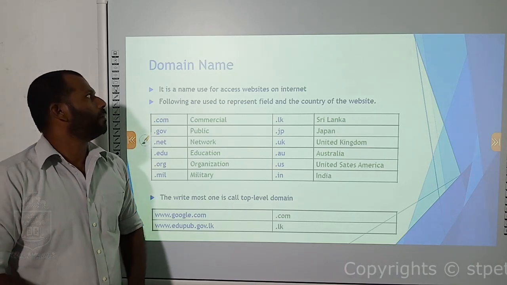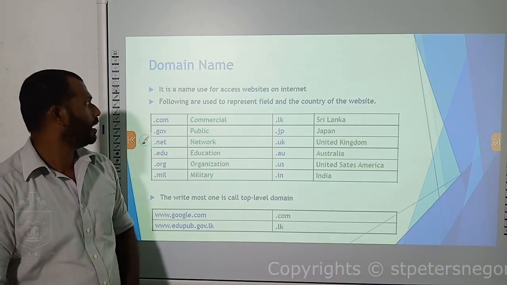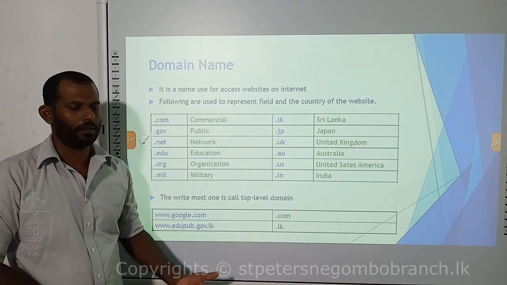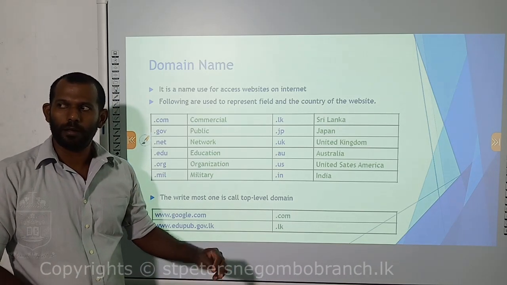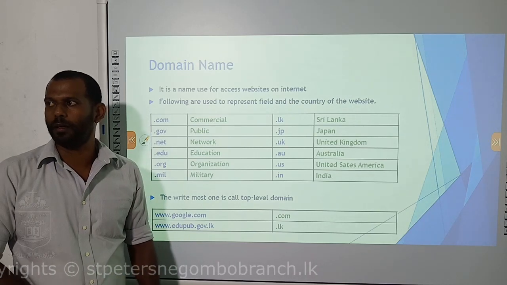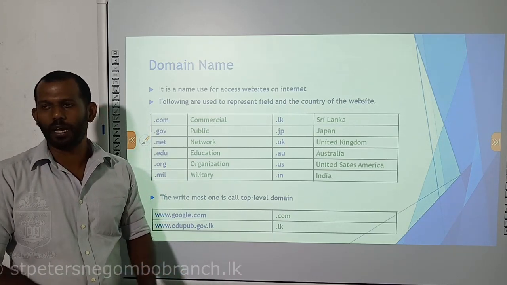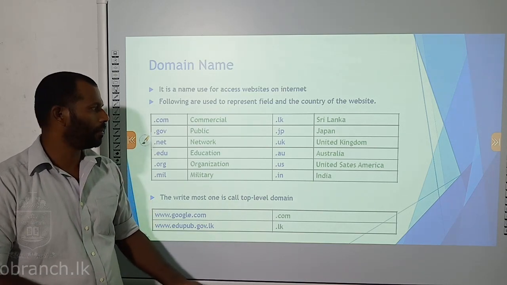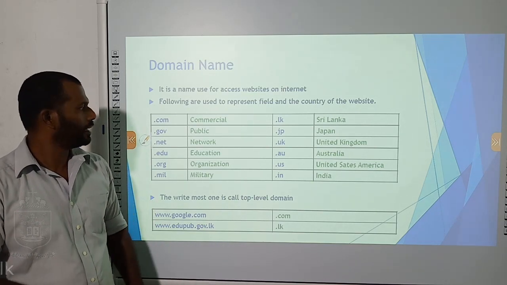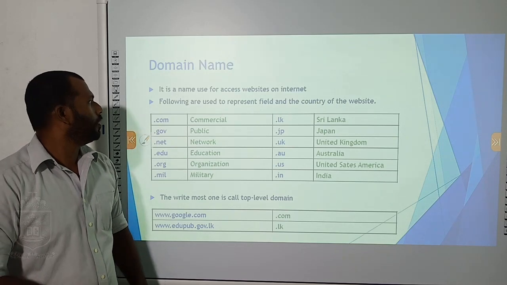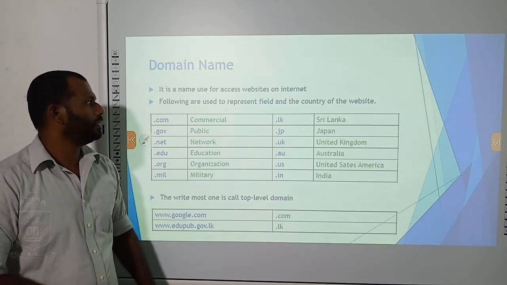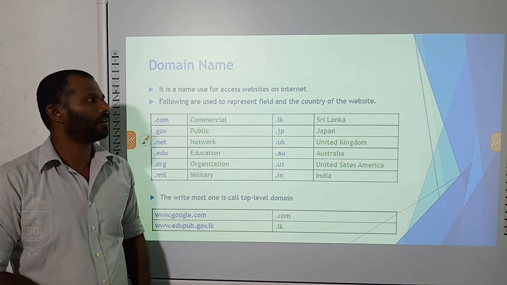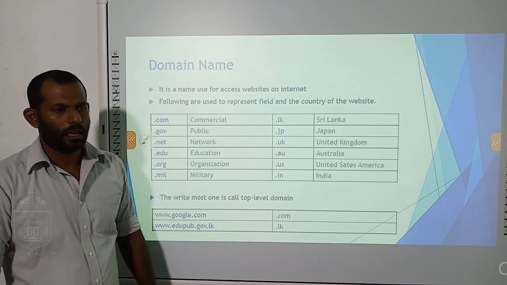Right, then we come to the domain name part. This is a name used to access a website on the internet. I will explain, using the education department website, how you identify the domain name part, the HTTP part and the www part. Following are used to represent the fields and the countries of the website.